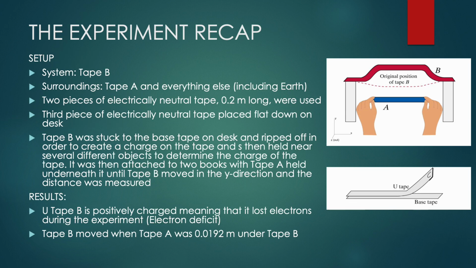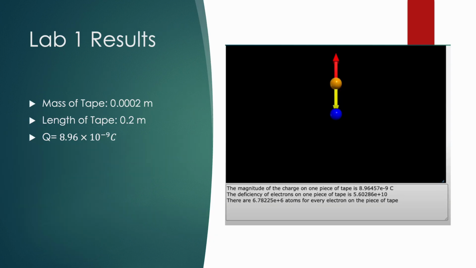This is an experimental recap of last lab where we had two pieces of electrically neutral tape with the third piece flat down on a desk, and tape B was stuck to the base tape and ripped off in order to create a charge, and then it was held near several different objects to determine the charge, which resulted in tape B being negative, meaning it lost electrons, and that tape B moved when tape A was 0.0192 meters under it. And we discovered that the mass was 0.0002 and the length was 0.2 meters, and that Q was 8.96 times 10 to the negative 9 coulombs.